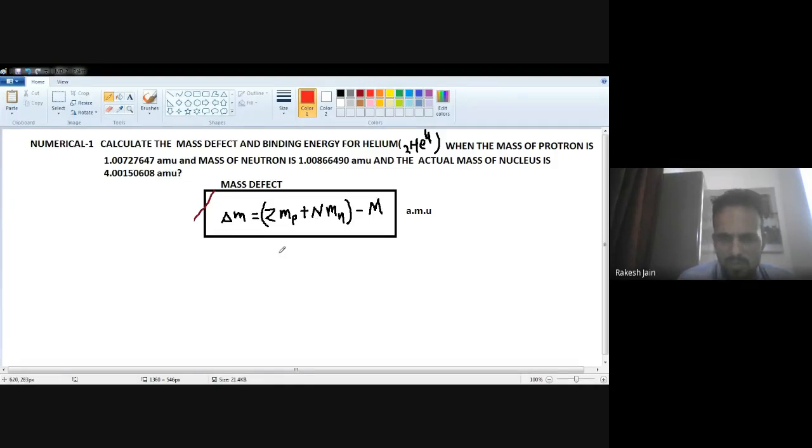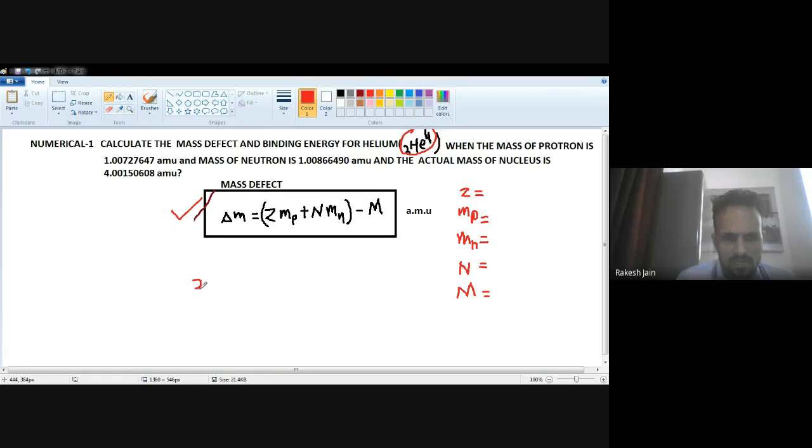For this mass defect we require Z, we require NP, we require the value of Mn, and we require the value of capital N. If we have all these values, definitely we can easily calculate the mass defect. So first of all, let's see. We have to calculate the nucleus of helium.